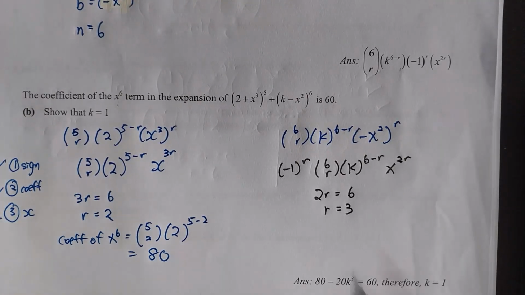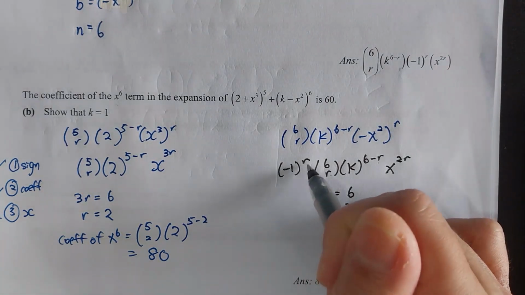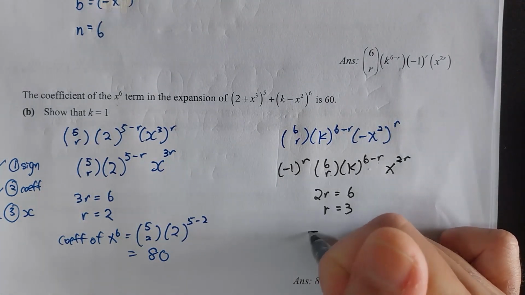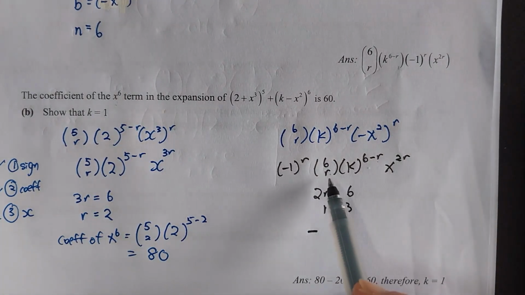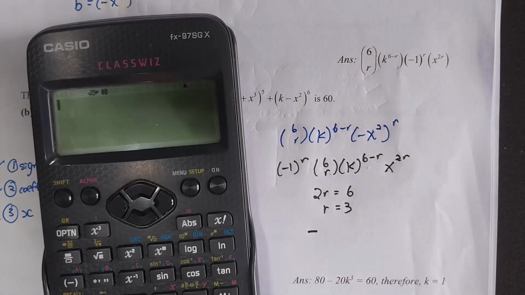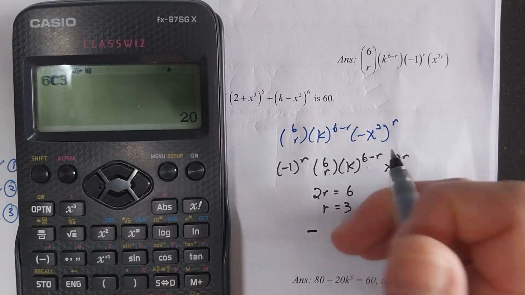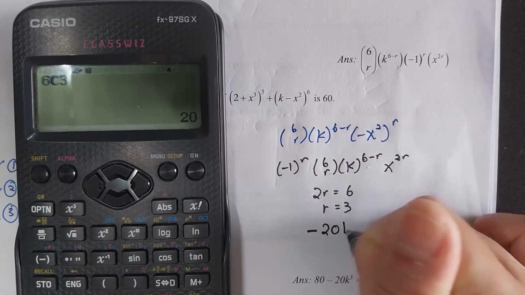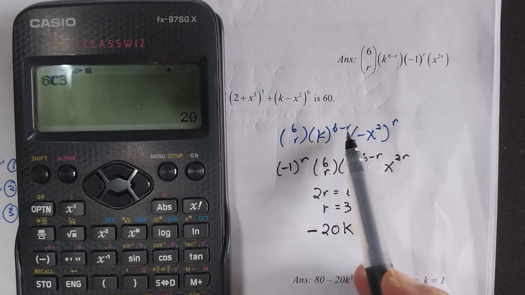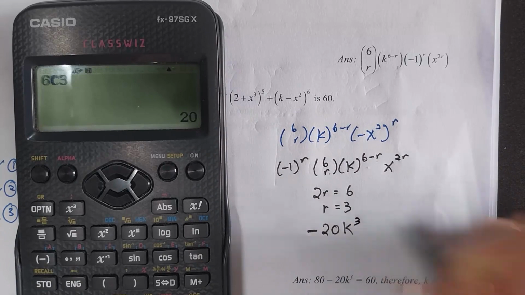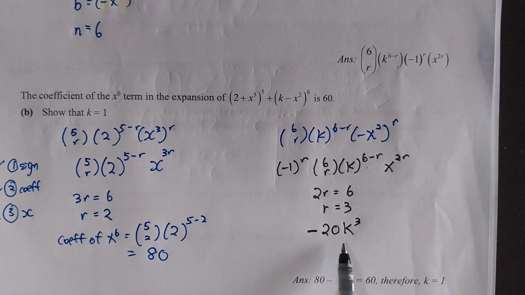So let's sub r equals to 3 into here, here, and here. And we will have negative 1 to the power of 3. So we will have a negative sign because it's an odd power. And what will we get? We will have 6 choose 3. That will give us 20. So we will have 20 times k to the power of 6 minus 3, which is 3. So this will be the coefficient of x power 6.